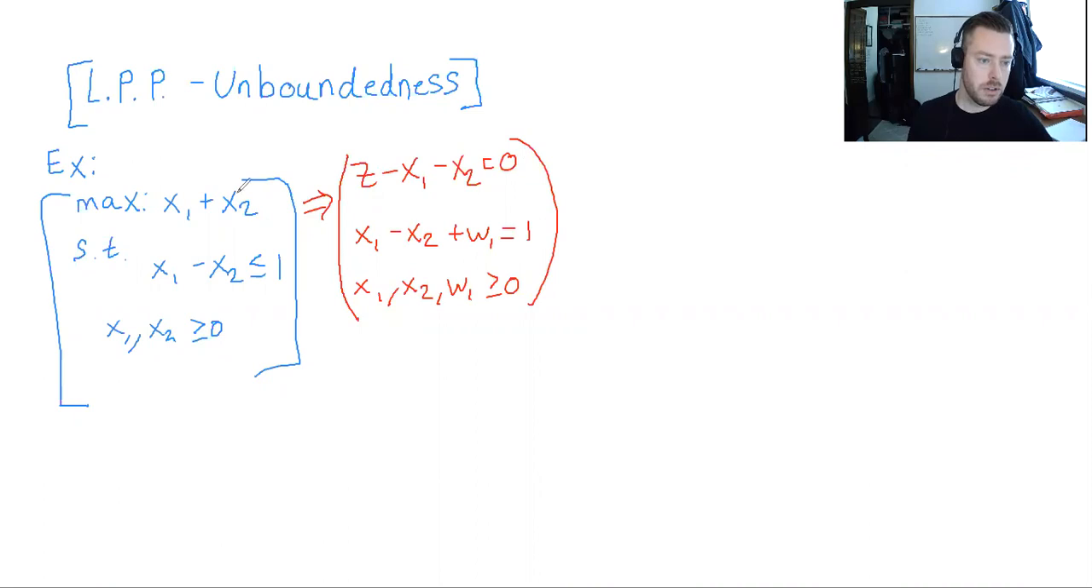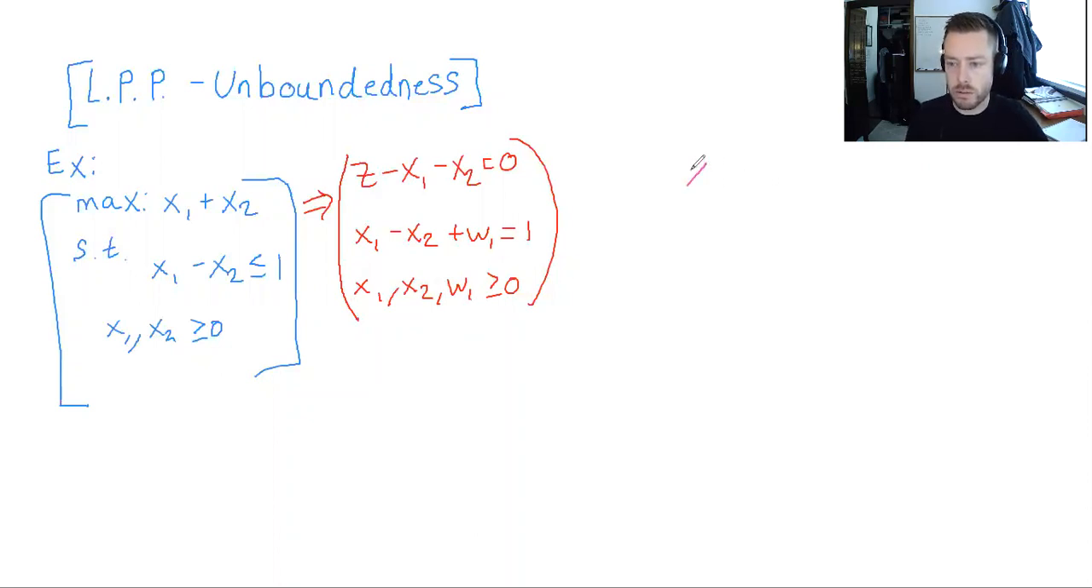Okay, so let's turn it into a form that we can do the simplex method in. If you remember, we set our objective function equal to z, and then we put all the variables on one side of the equation and solve for 0, which is what we did here. So we have z minus x1 minus x2 is equal to 0. For our constraint, it's already in standard form, the less than or equal to 1, so we just add in our slack variable. So it's x1 minus x2 plus w1 is equal to 1. Then we set all those variables, including our slack variable, greater than or equal to 0. So let's try out our simplex method here and see what we get.